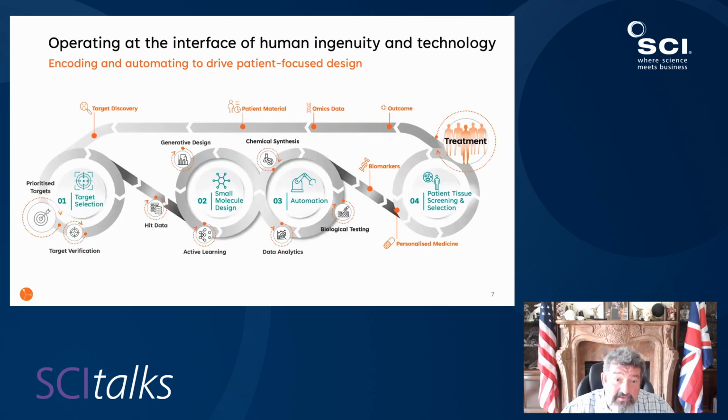The core thing to introduce here is this progression from target identification, verification, validation, through to this closed loop, this small molecule design and automation cycle, where the majority, I guess, of the slides will focus, give you details on what we do there, and then feeding into patient tissue selection and screening, and then feeding back into potential new target discovery opportunities. So that's the encode and automate cycle, with a big focus in this presentation on the design and the automation aspects.